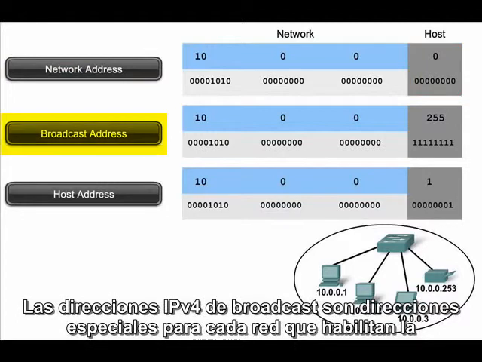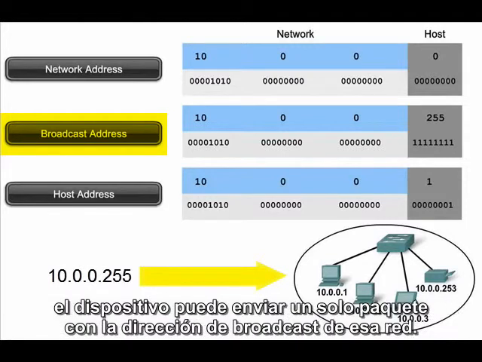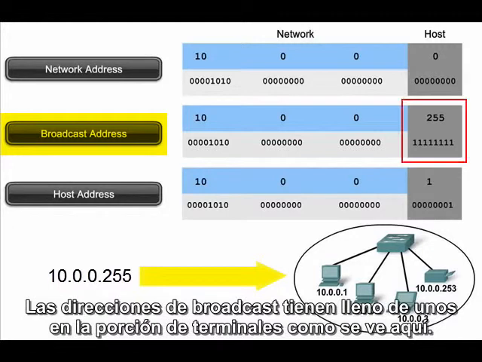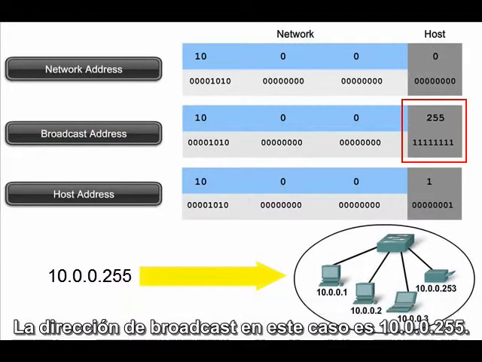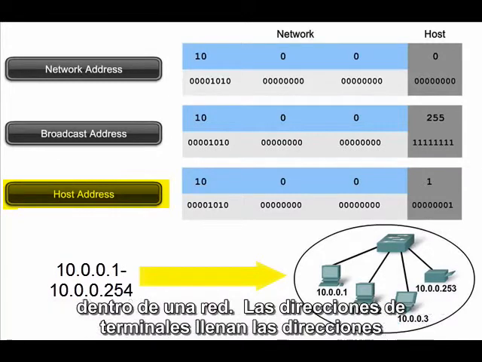The IPv4 broadcast address is a special address for each network that enables communication to all the hosts in that network. To send data to all hosts in a network, a host can send a single packet that is addressed to the broadcast address of that network. The broadcast address has all ones in the host portion, as seen here. The broadcast address in this case is 10.0.0.255.